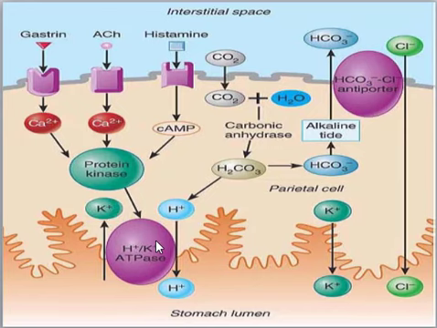This pump needs energy, so it is active transport. The cell that secretes hydrogen is called the parietal cell. The parietal cell secretes hydrogen. The hydrogen in the cell comes from CO2 with H2O, with the carbonic anhydrase enzyme producing H2CO3, and this H2CO3 will dissociate into a hydrogen ion that will be secreted to the lumen, and the bicarbonate will go to the interstitial fluid.